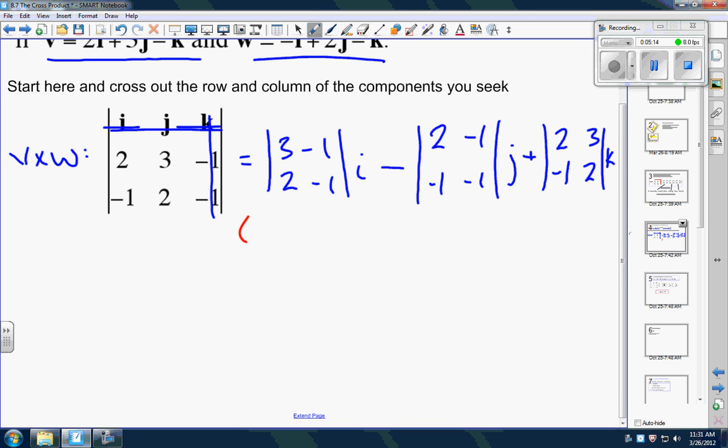So -3 minus -2. Make sure you write all that out. These guys get multiplied, these guys get multiplied and subtracted. Minus -2 minus +1, plus 4 minus -3 in the k.